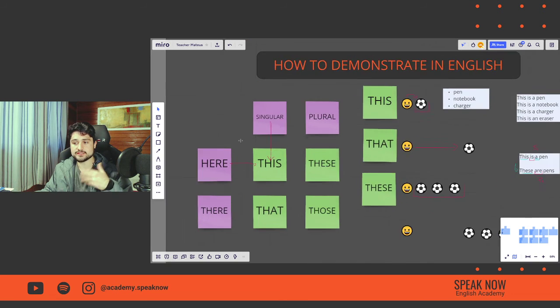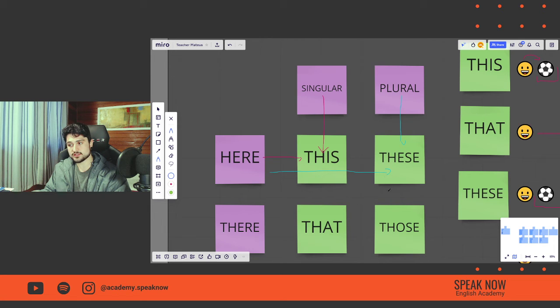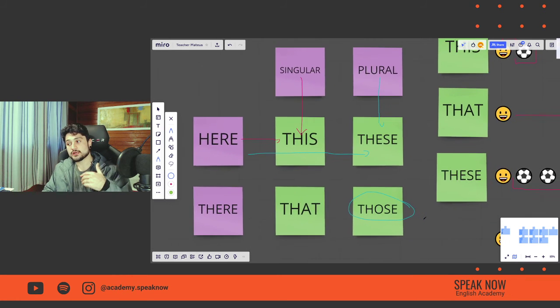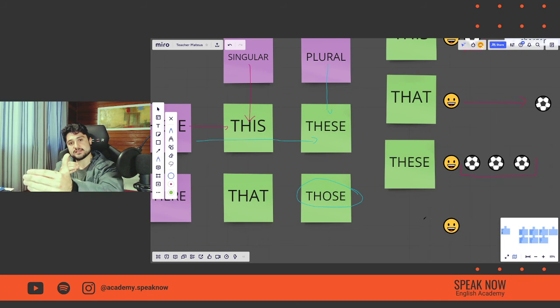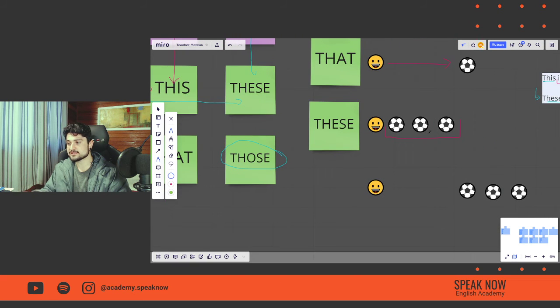And lastly, we get those, right? So while this talks about singular here, that is singular there, so it's distant, far away from the person who is speaking. These is the plural here, meaning that you can touch. And then finally, that becomes those. Yeah, those you cannot touch. It is distant from you, far away from you. So in this case, we have this distance here. Those are balls. Yeah, those are balls.